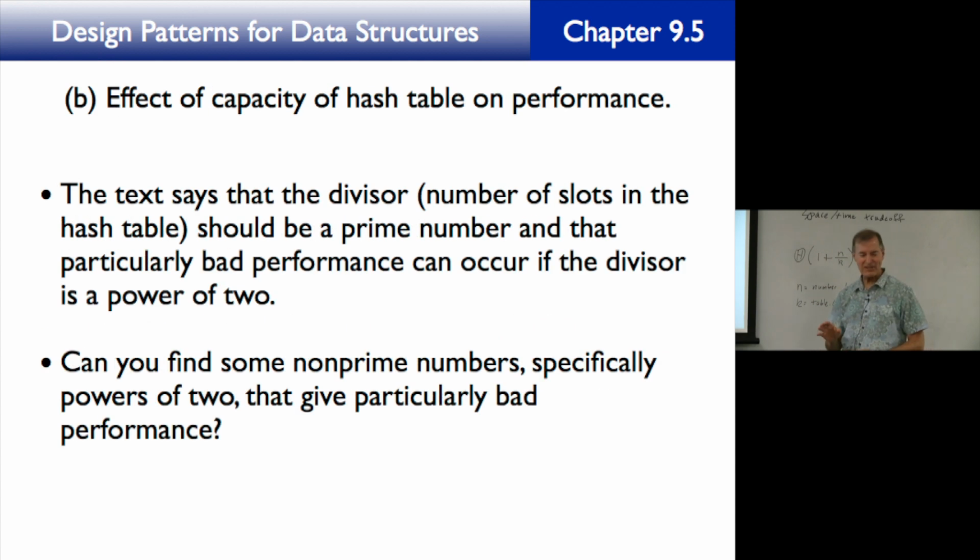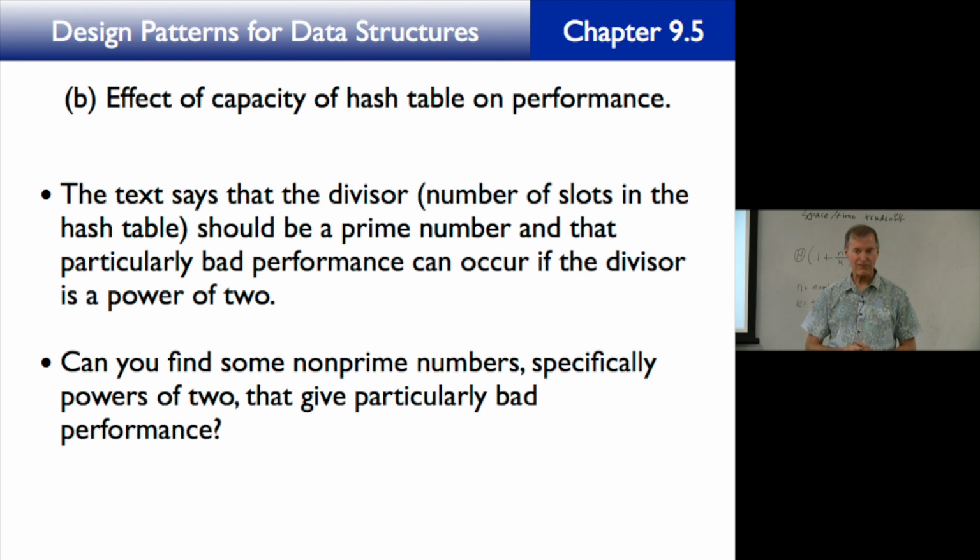Okay, the second question is, what is the effect of the capacity of the hash table on performance? Now, the text that doesn't exist yet says that the divisor, the number of slots in the hash table, should be a prime number. Generally speaking, people like to use prime numbers for their hash table size. That's a general rule, but not always, because we saw that if it is in fact an exact power of 2, what does that make it more efficient to do?